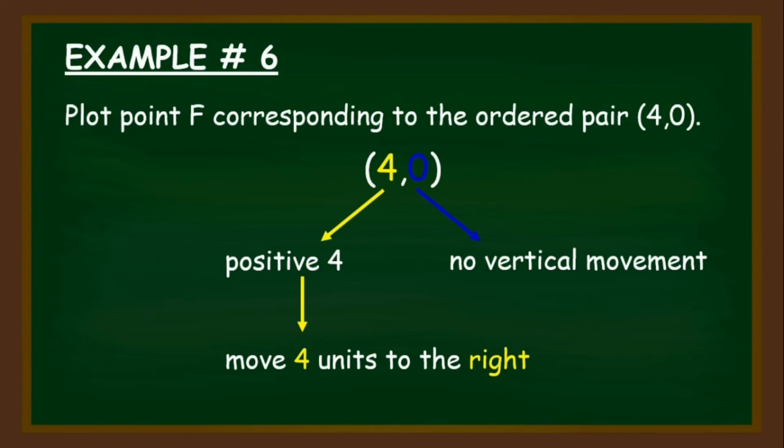Now let us have our last example. For example number 6, we are asked to plot point F corresponding to the ordered pair (4, 0). In this case, our y coordinate is 0. For the x coordinate, which is positive 4, we have to move 4 units to the right. On the other hand, for the y coordinate, since it's valued as 0, there will be no vertical movement, or no movement upwards or downwards.